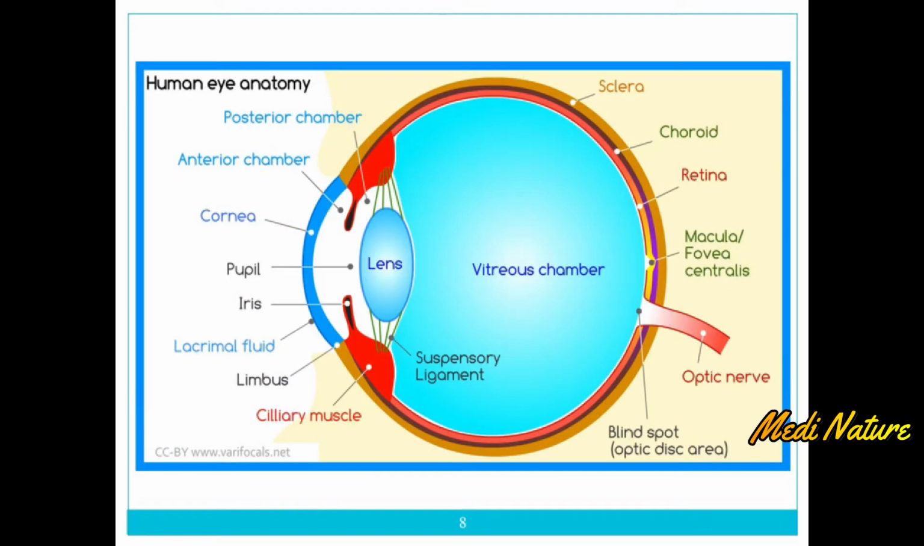So this image will provide you the idea about the different layers of the eye. If I ask you to draw and label the structure or anatomy of the human eye, you should be able to draw this image and label them properly.